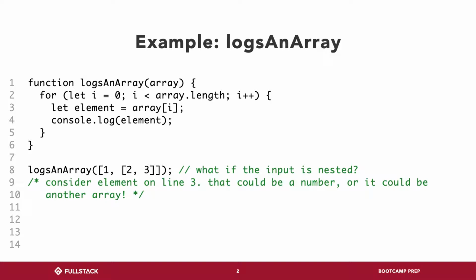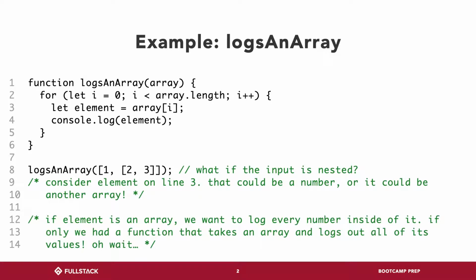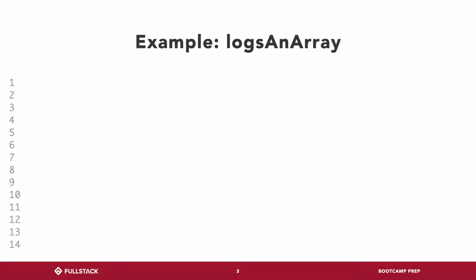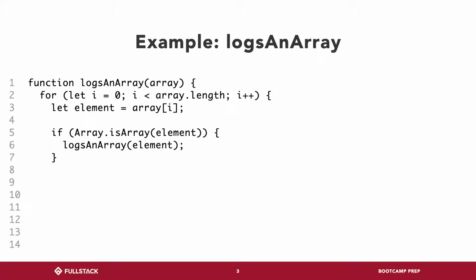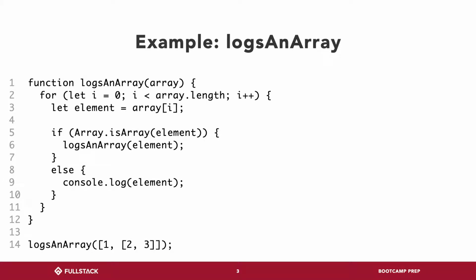So what if the input is nested? Consider element on line 3. That could be a number, or it could be another array. If the element is an array, we want to log every number inside of it. If only we had a function that takes an array and logs out all of its values. Oh wait, we have this. Right? If only we had a function that took an array and logged out all its elements. We are using the function we just wrote, right? This is the same thing, okay?